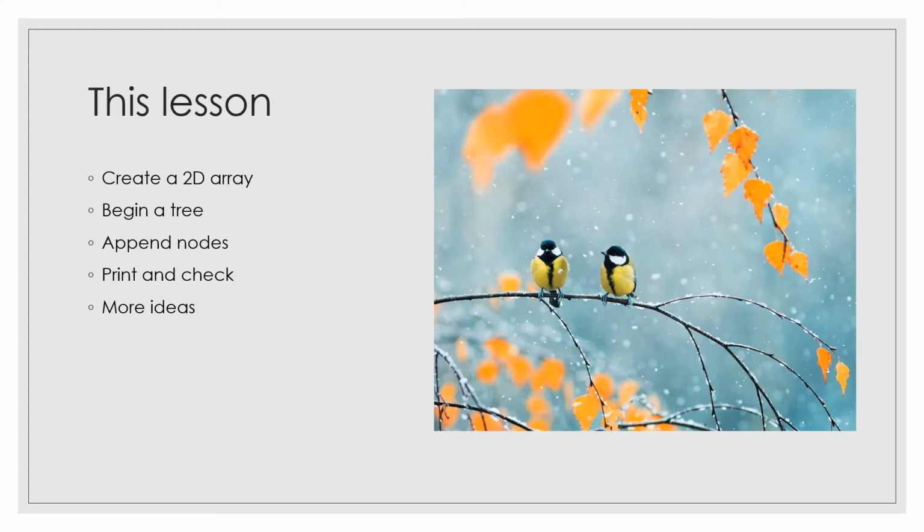In this lesson, we will make a 2D array in Python. Remember, Python doesn't have an array data type, so we will make it as a list of empty strings. We'll start a tree by adding a root node, and then we will append data using the binary search tree rules, and we will also create a procedure that will print out the array so that we can check our work. And I'll suggest some more ideas for work that you can do following on from this.